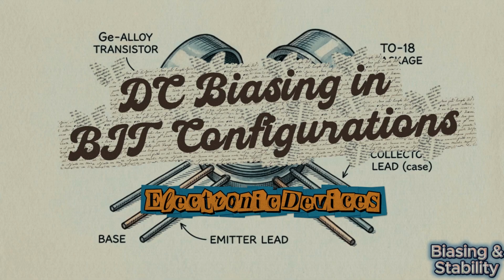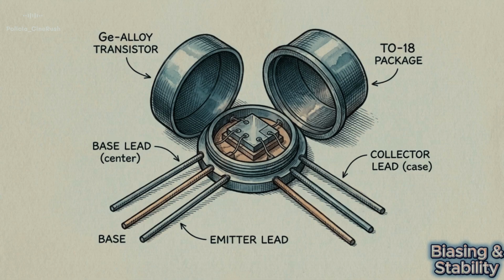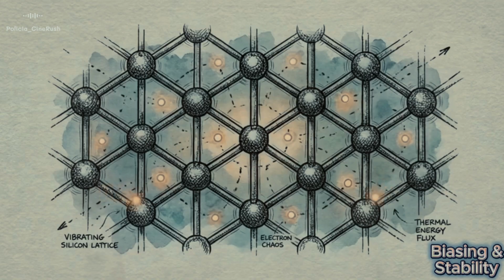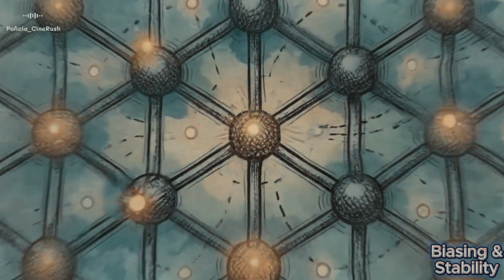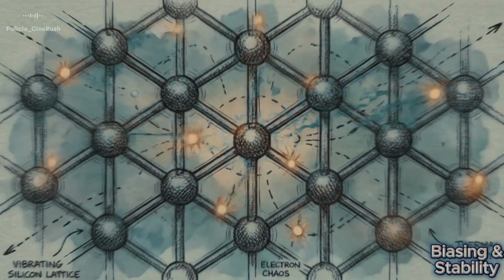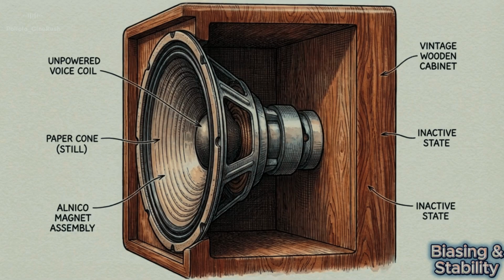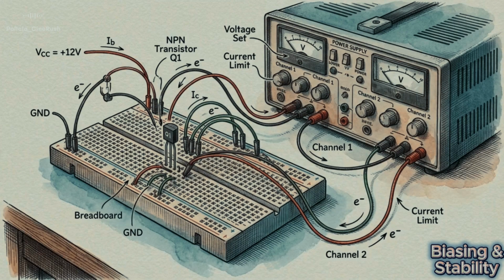The bipolar junction transistor is a powerful semiconductor device, but it is inherently erratic. At the microscopic level, its operation relies on electrons and holes moving through a silicon lattice, a process highly sensitive to temperature changes and thermal vibration. A transistor cannot amplify an alternating current signal out of thin air. Before it can process any external data or audio, it requires a highly controlled, pre-existing electrical environment to operate.